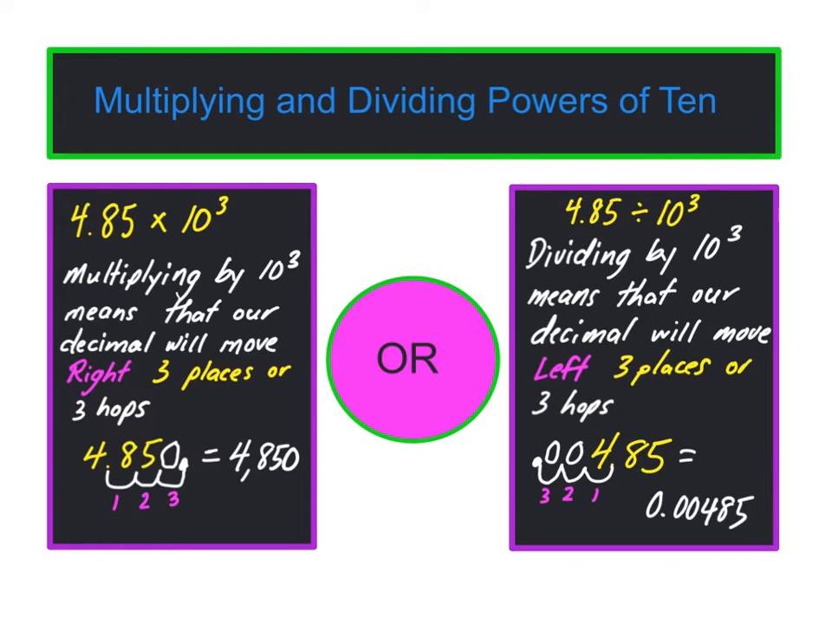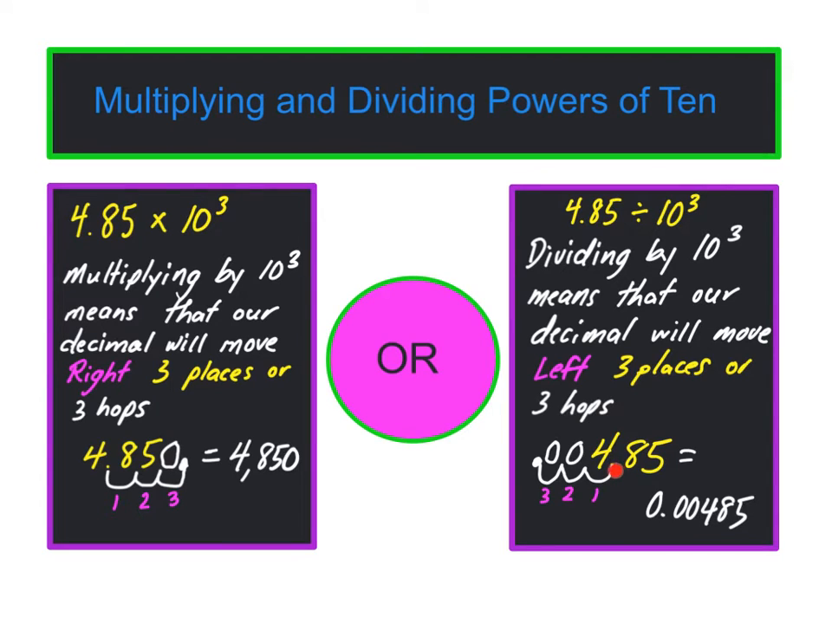Now what if we take the same numbers except we do division? Okay, so it's very similar, but it's different. The one key difference we'll see here in a second. We have 4 85/100ths divided by 10 to the third power. So dividing by 10 to the third means that our decimal will move left. So whenever we divide, it goes to the left. Again, 3 places or 3 hops.